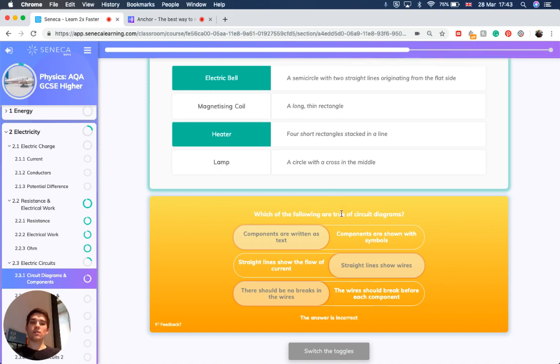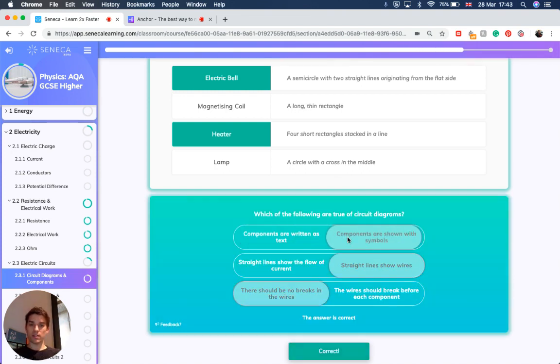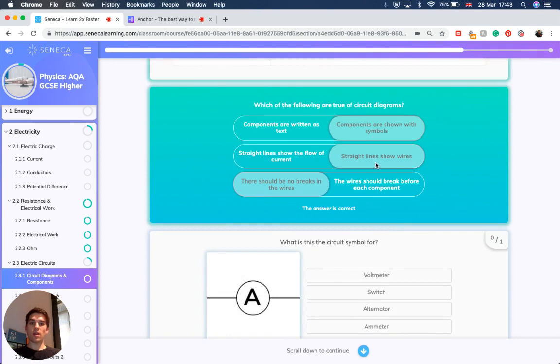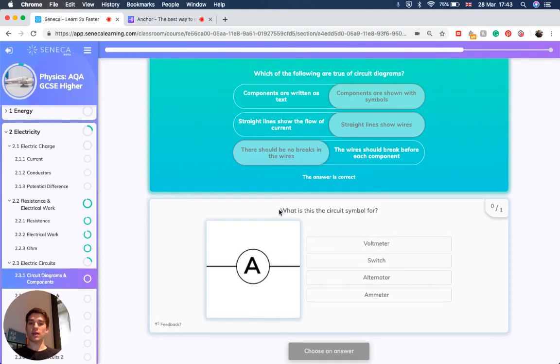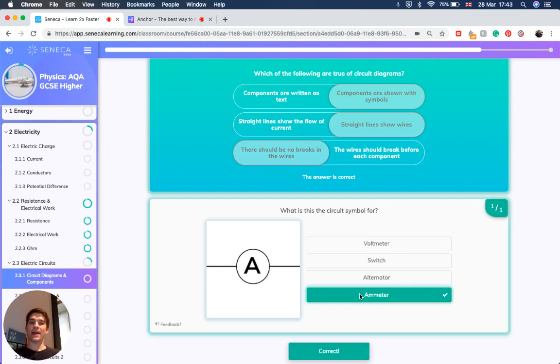So, to go through some more facts about circuit diagrams. The components are written as symbols. Straight lines show the wires, and there are no breaks in the wires. So think about that when you're drawing or looking at circuit diagrams. Now, can you remember what the symbol that is a capital A inside a circle is? Well, that is an ammeter.